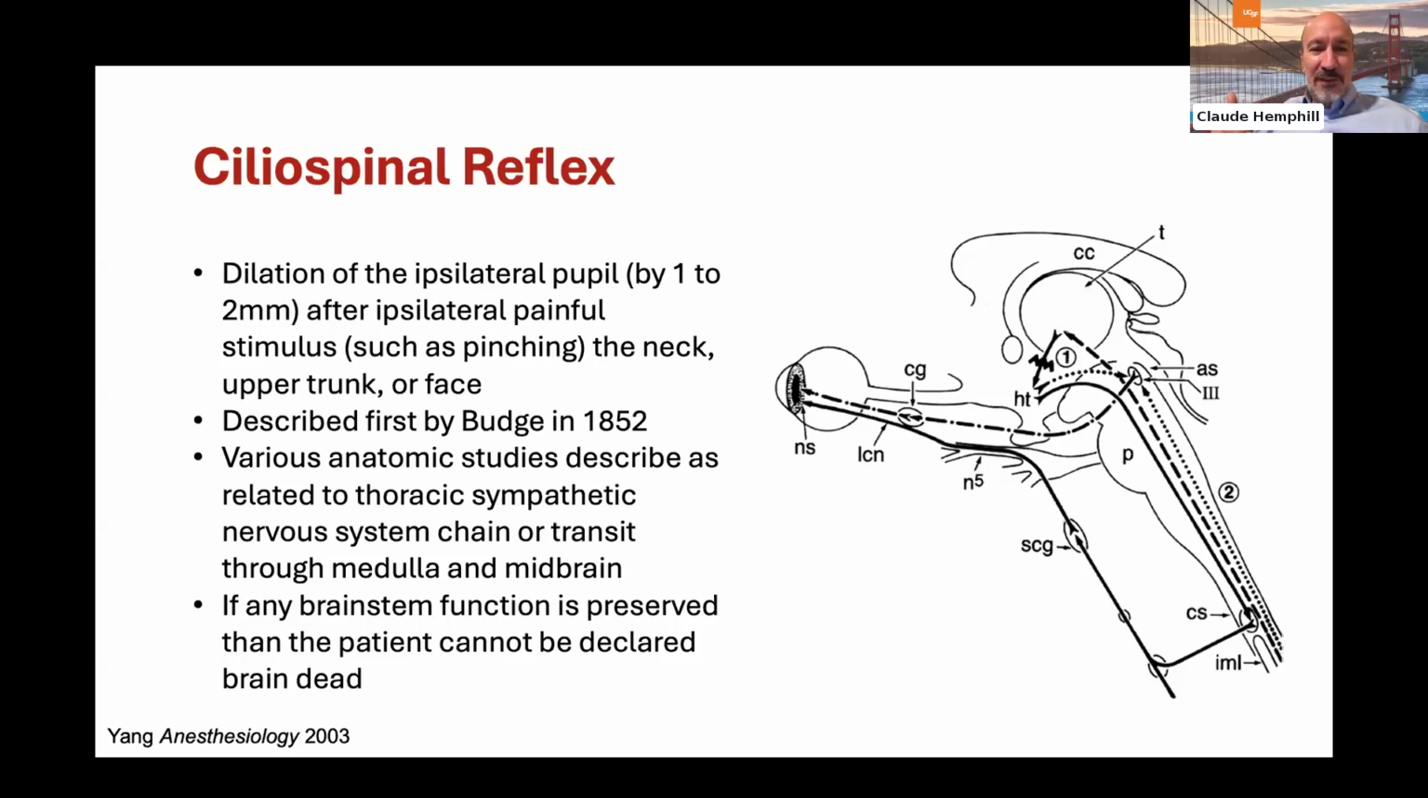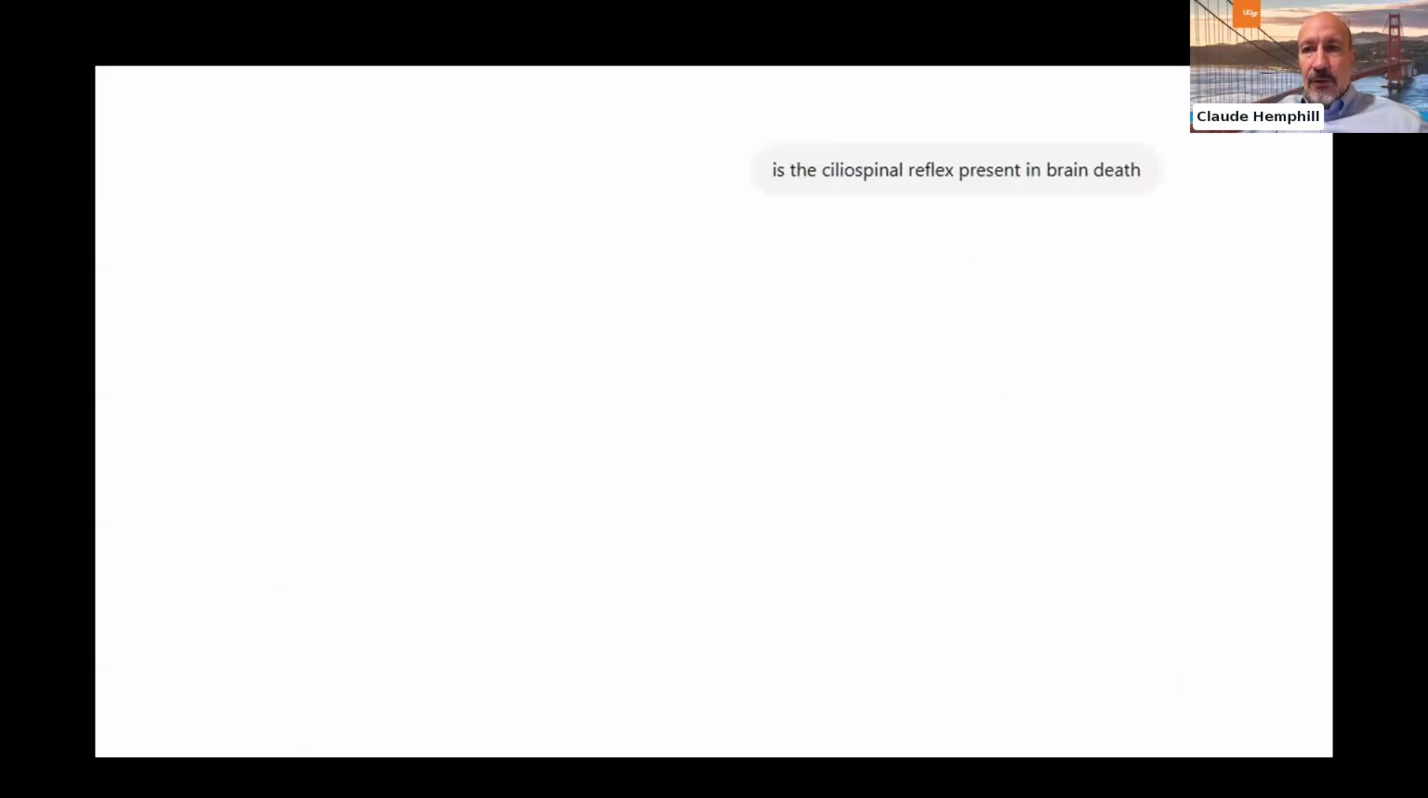And various anatomic studies describe it as outside the neuraxis in the thoracic sympathetic nervous system chain only, or actually transiting through the medulla and midbrain and involving the sympathetics up to the hypothalamus. This is important because if brainstem function is preserved in any fashion, then a patient would not meet brain death criteria. So here's what I plugged in.